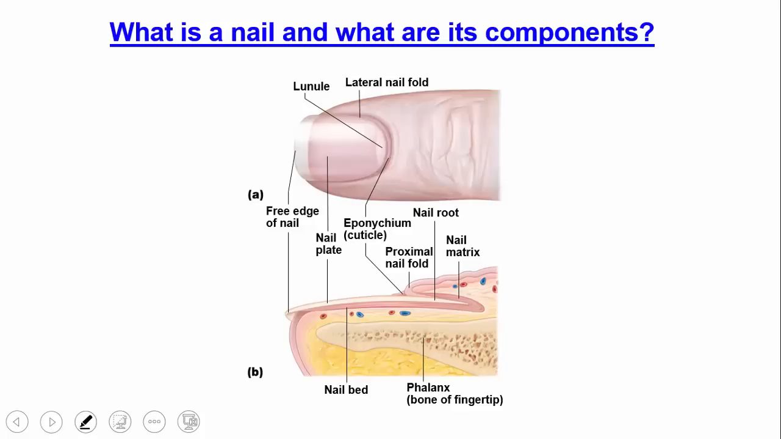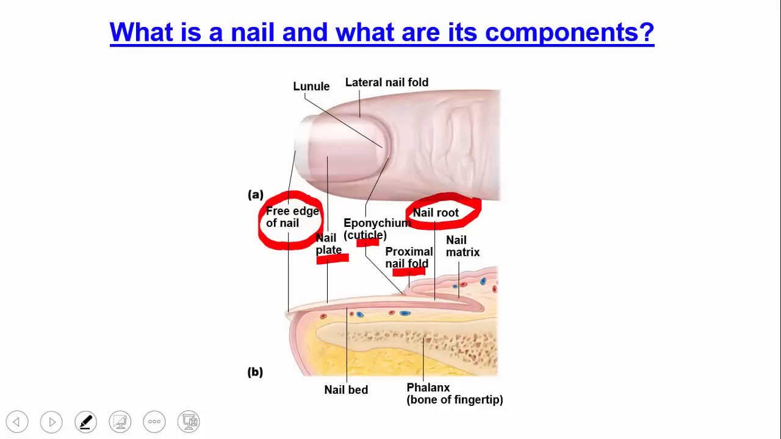You'll see that if we start from left and move to the right, the nail has something called a free edge. This is the part of the nail that you would clip off if you were clipping your nails. If you move to the right, we have a nail plate. If you move further, we have the cuticle, right? The cuticle. And then you have something called the proximal nail fold. And then after that, you have something called the nail root, right?